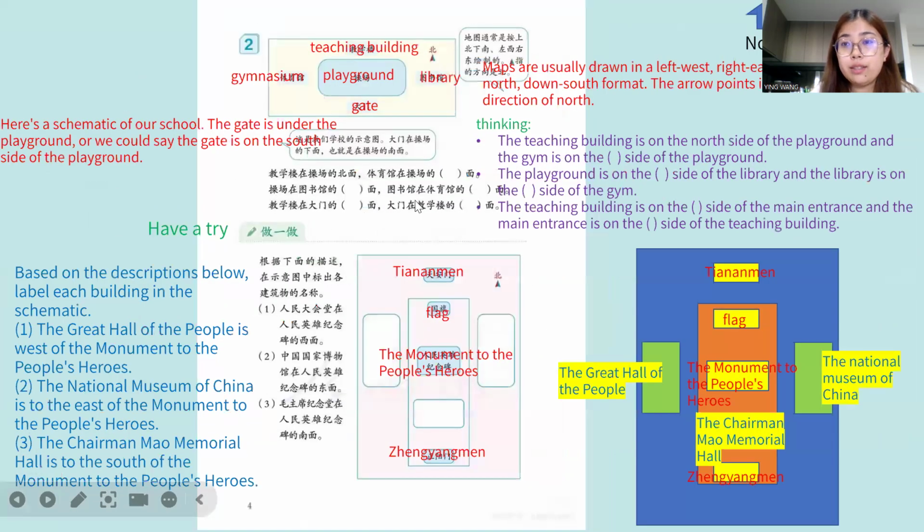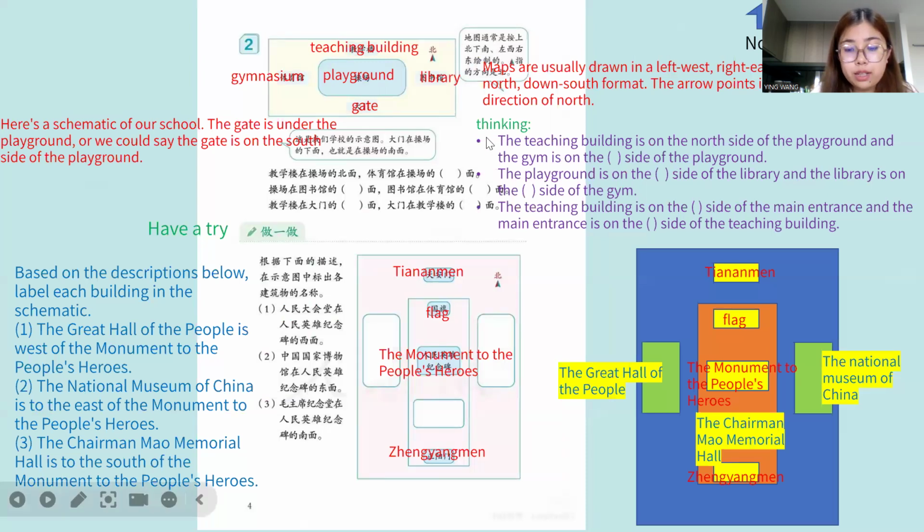And here, let's look at this picture. We can find 5 buildings labeled on the first picture. They are teaching building, gymnasium, playground, library, and gate. And the text to the right of the picture and the text under the picture could be seen as a worked example to state the orientation of these buildings.